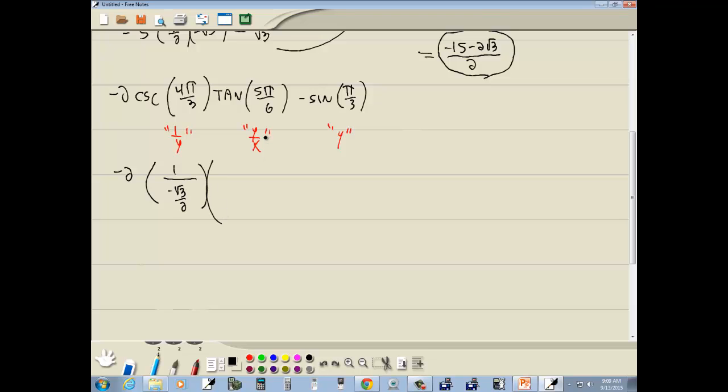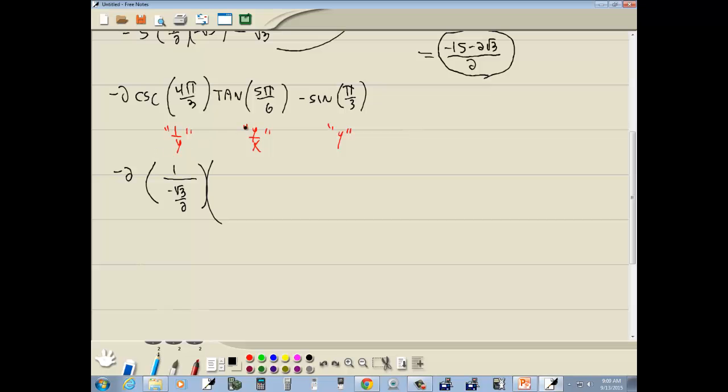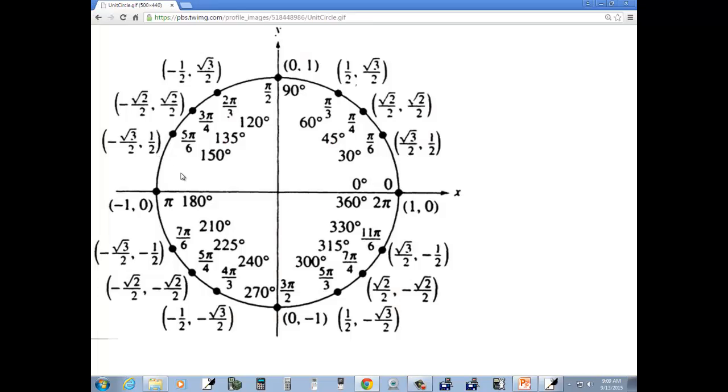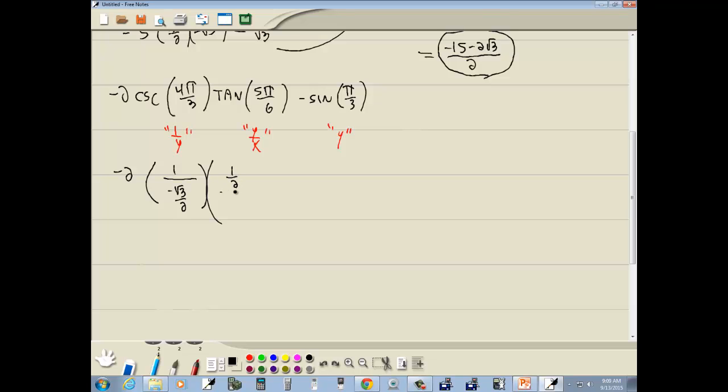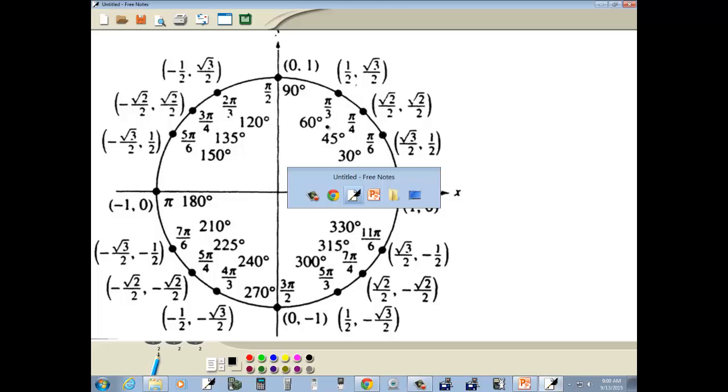Now tangent. Tangent is equal to y over x, and we're looking at 5 pi over 6. Here's 5 pi over 6 on our unit circle, so here's our x and our y. We said we want y over x, so we're going to have 1 half over negative square root of 3 over 2. Minus sine of pi over 3. Well, here's pi over 3. Sine is our y, which is square root of 3 over 2.